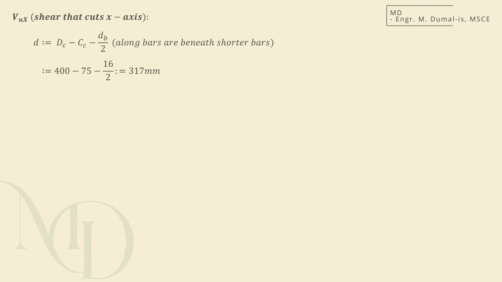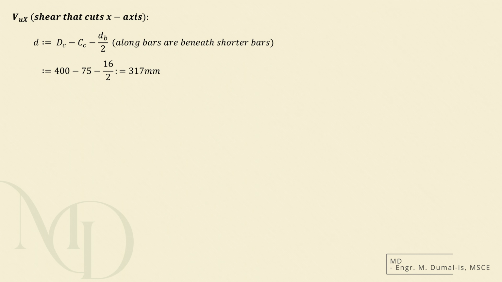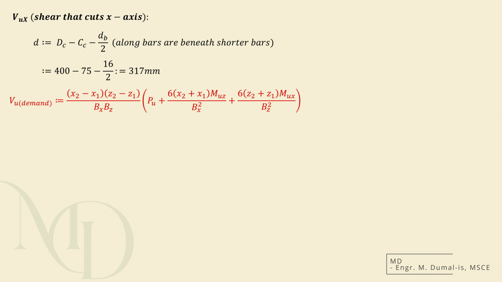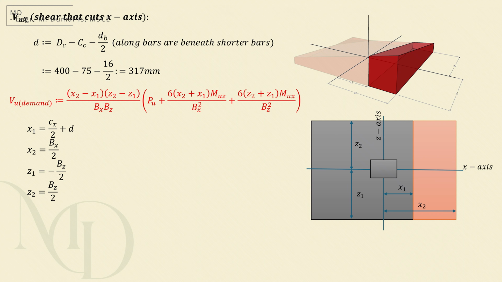We'll also check for beam shear, starting with the x direction just to be sure. As we know, the longer rebars which run along the x-axis are assumed to be placed at the bottom. So the effective depth is simply the slab thickness minus the concrete cover and half of the bar diameter. We are now ready to use the derived formula for beam shear. To use the formula, we'll first need to determine the limits x1, x2, z1, and z2. These limits are defined by the dimensions of the effective area beyond the critical section.